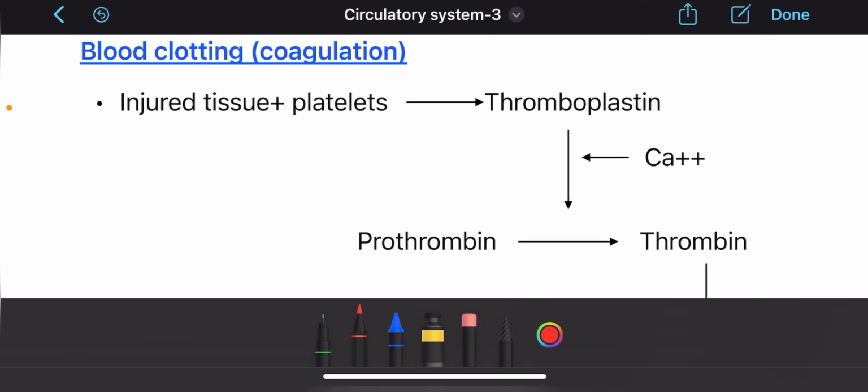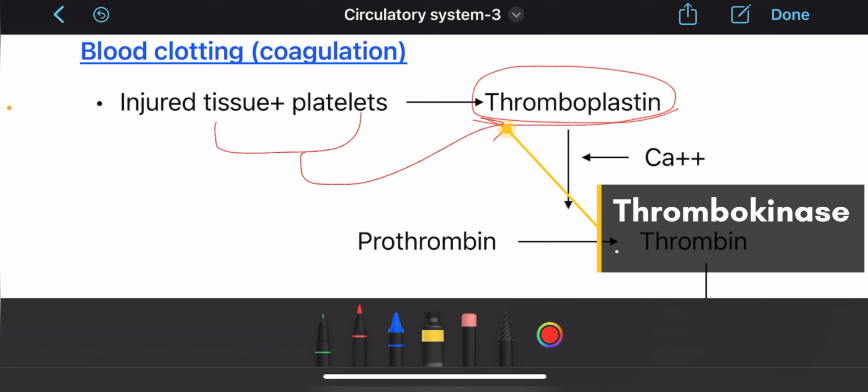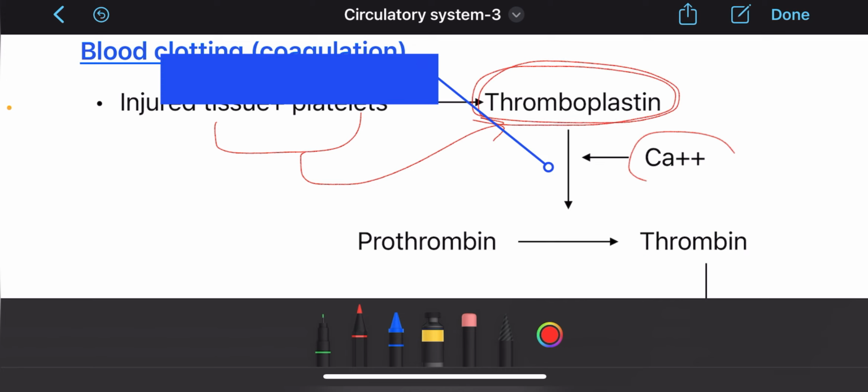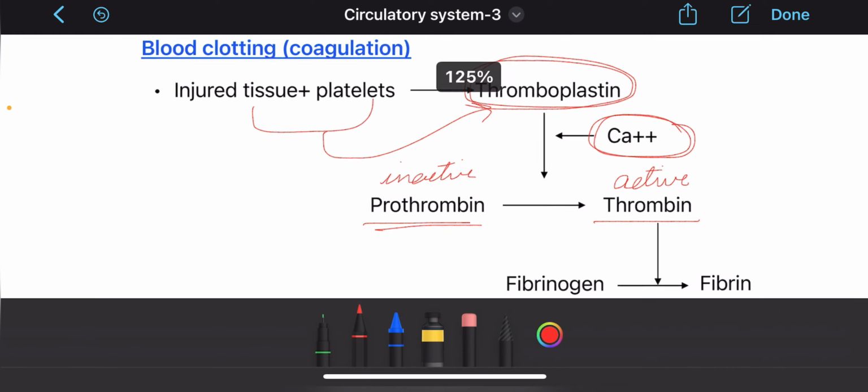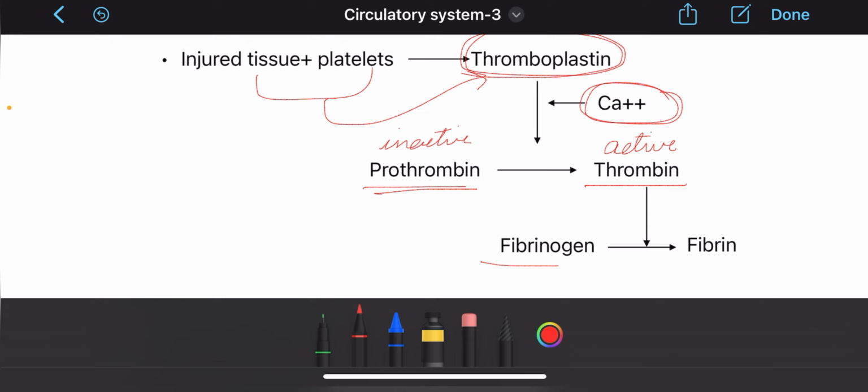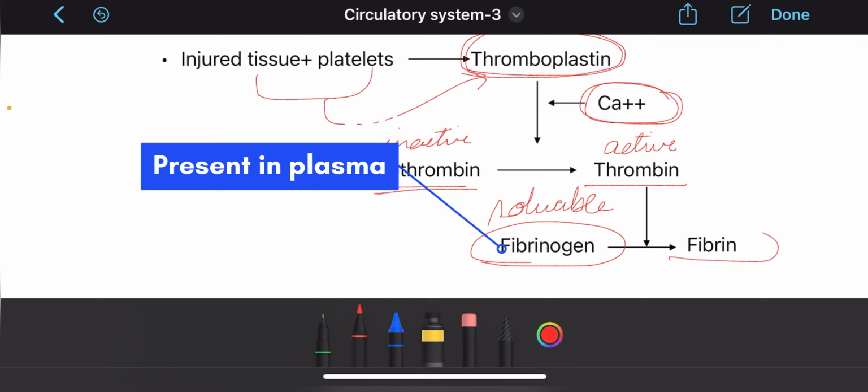The injured tissue along with the platelets release a substance called thromboplastin or thrombokinase, which in the presence of calcium ions converts the inactive prothrombin into active thrombin, which acts on the fibrinogen, which is soluble and is present in the plasma, into insoluble fibrin.